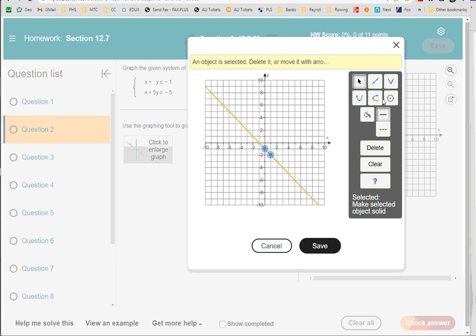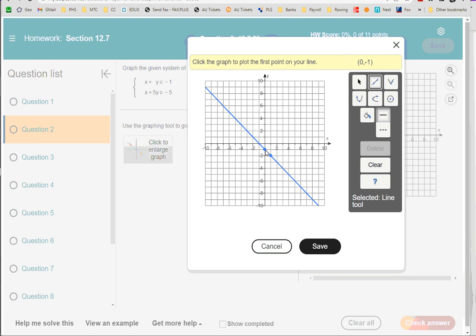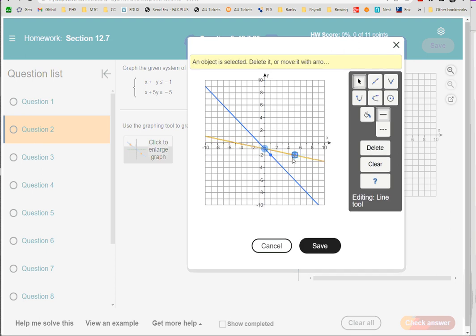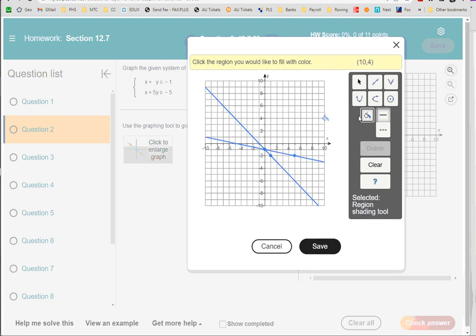Now the other one, I had a line also, so click the other line tool. That also went through -1. It had a slope, however, of -1/5. So down 1 over 5 would be over here, and that would be that graph. Now, the other thing I want to do is figure out where to shade. So I can grab the paint bucket here, and I can go ahead and figure out my shading.